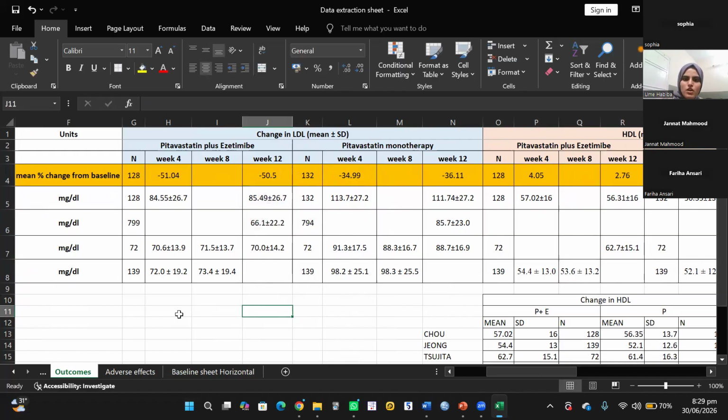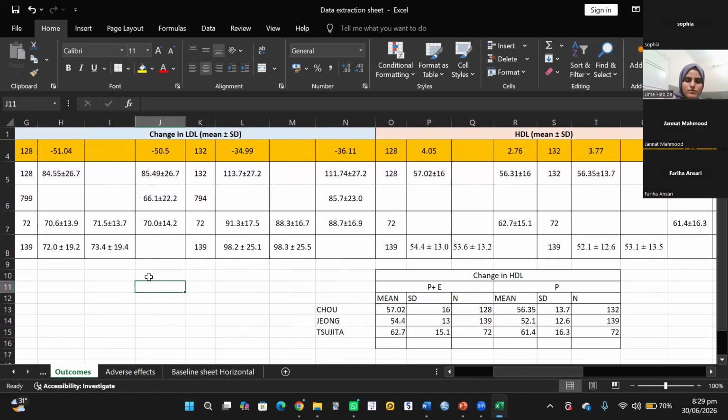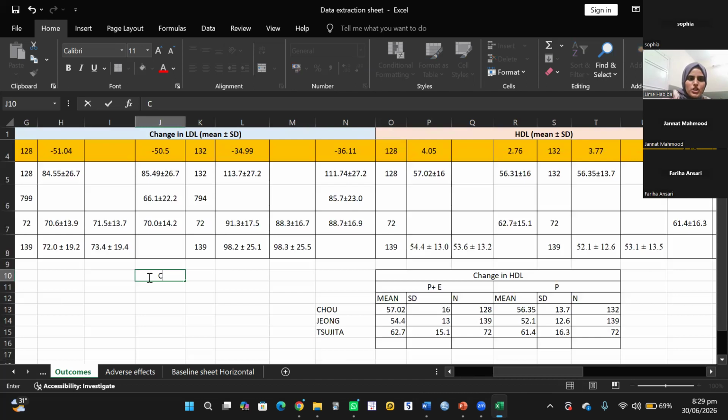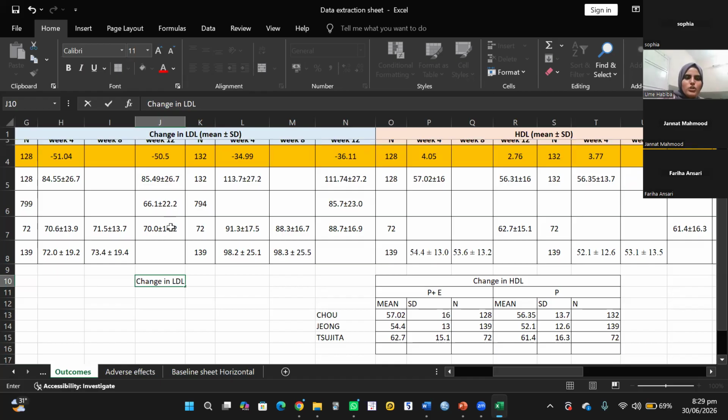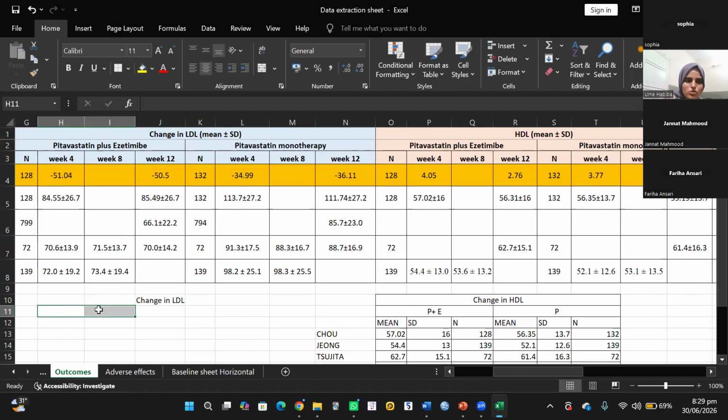How am I going to do that? First off, I'll write change in LDL. You can just manually type as well in RevMan, but I don't usually do that because there's a greater chance of error when you're typing. So I clean my sheet here in the extraction table, and then I just copy and paste it. It seems much easier to me. So then I'm going to make my change in LDL, then I'm going to make 2 columns under it. I'm going to merge these 2.